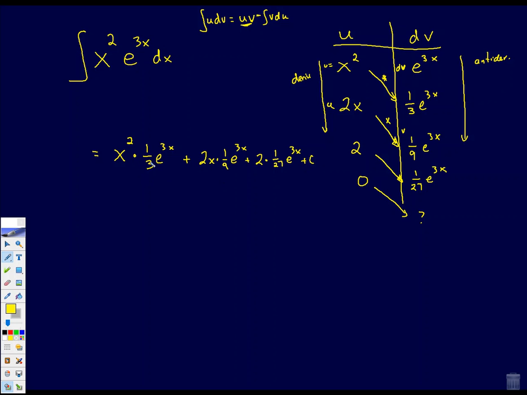Now I didn't rearrange these, but I've got x squared times 1/3 e to the 3x. I've got 2x times 1/9 e to the 3x. I've got 2 times 1/27 e to the 3x. That would give you 1/3 x squared e to the 3x, 2/9 x e to the 3x, 2/27 e to the 3x plus c.